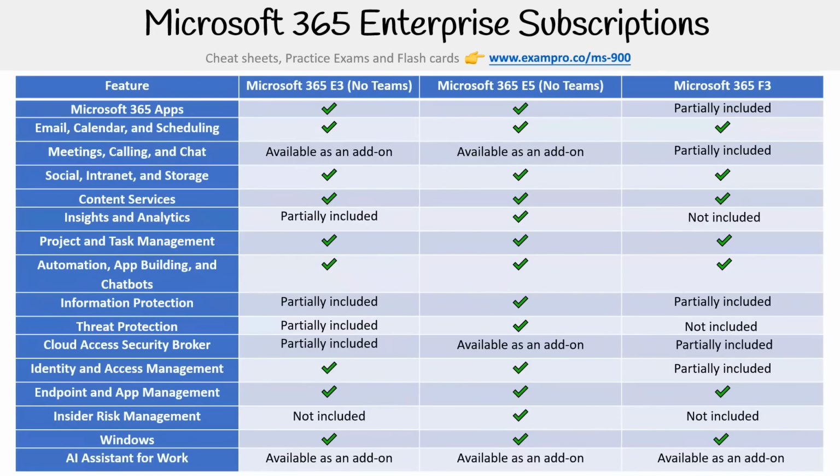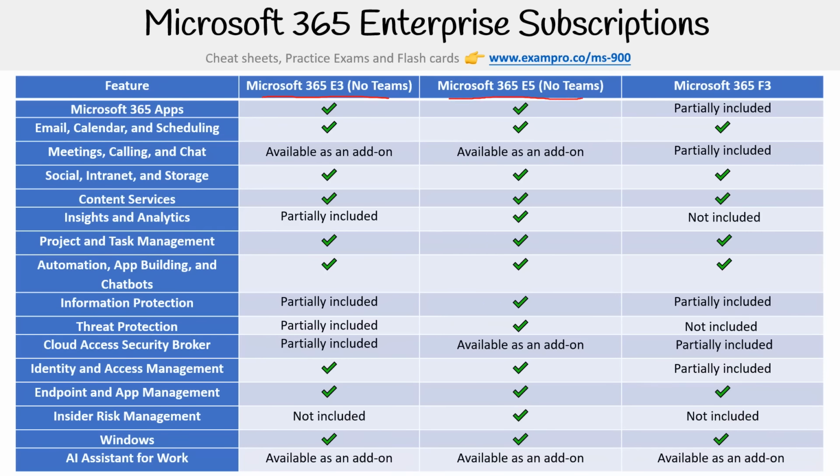And here you can see the prices of each subscription plan and a brief summary of what they offer. So here's a table listing all of the features included in each plan. E3 includes core productivity apps, essential services like email, calendar, scheduling, social, intranet, and storage. It offers partial insights and analytics, project management tools, and basic information protection.